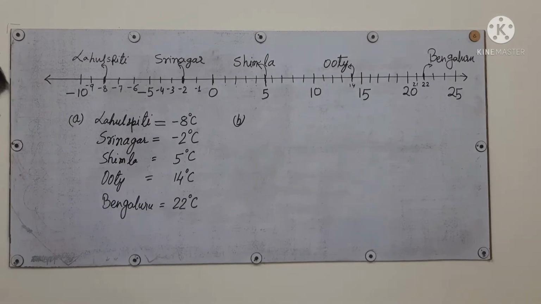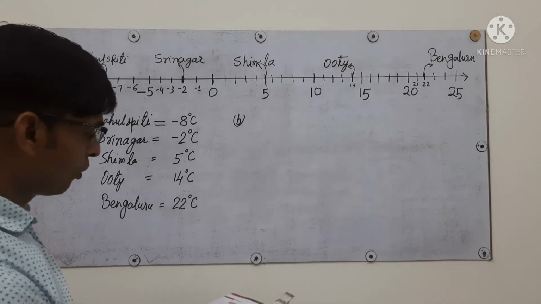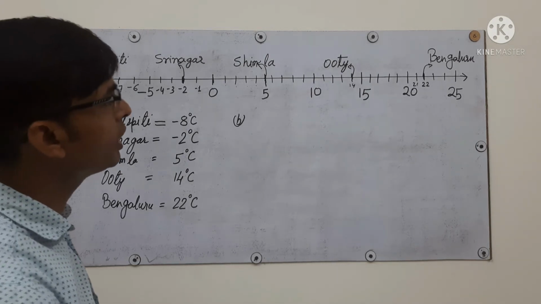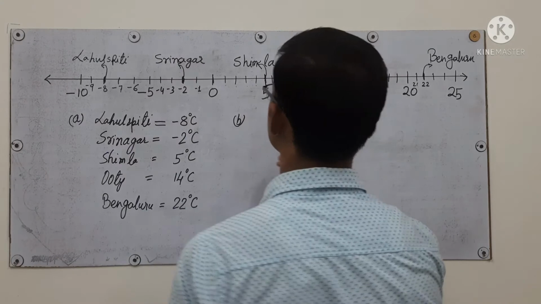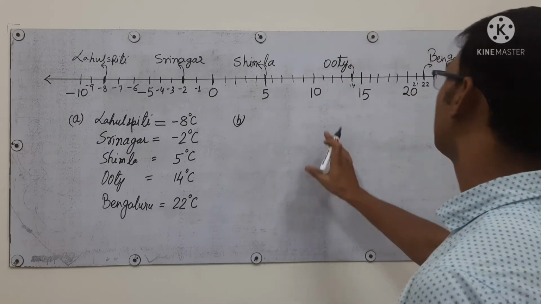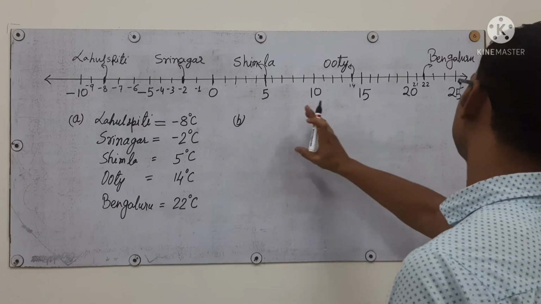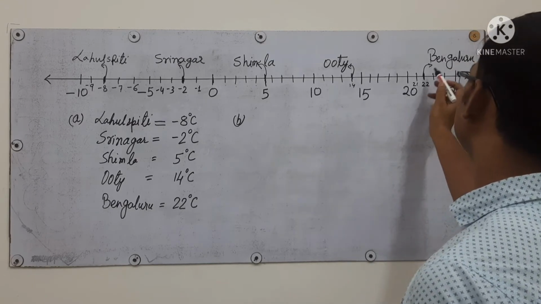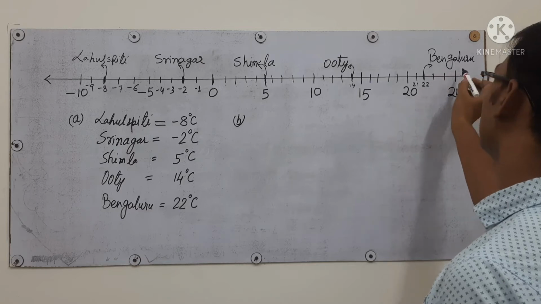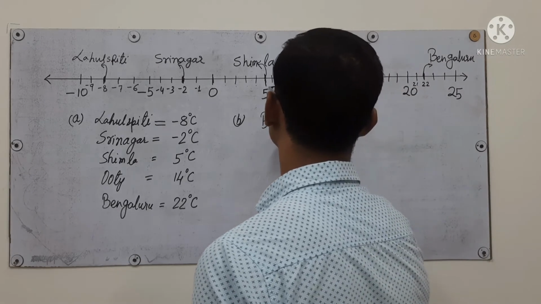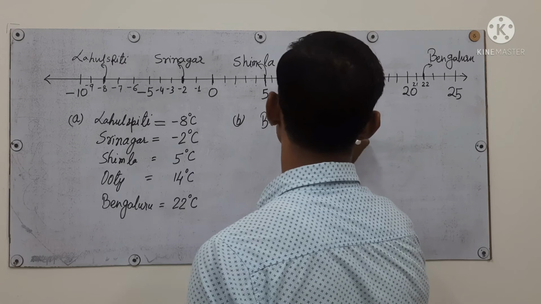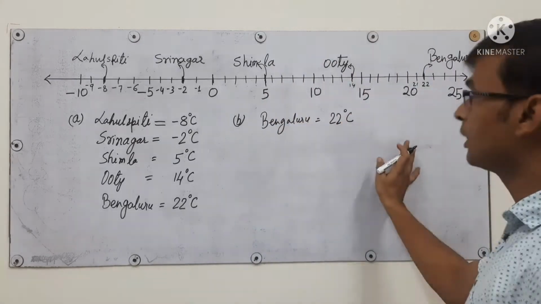And question B is: what is the temperature difference between the hottest and the coldest places among the above? So which place is hottest and which is coldest? We all know that the numbers after 0 are greater than 0, and moving from here we see that 22 is at Bengaluru, and it is the hottest place. So Bengaluru temperature will be 22 degrees Celsius, and it will be the hottest place.